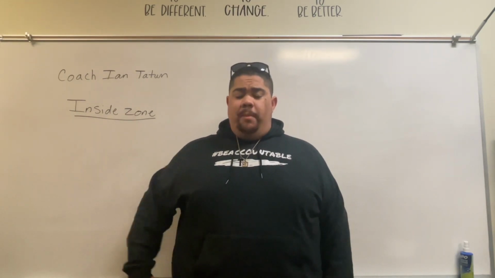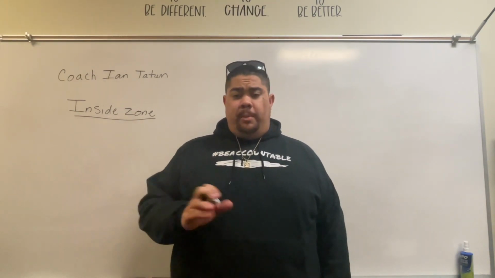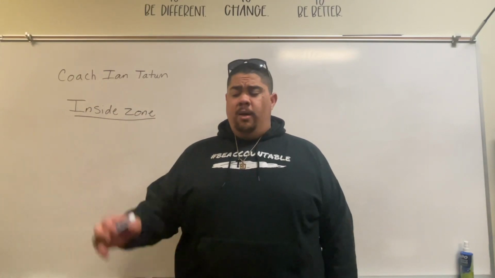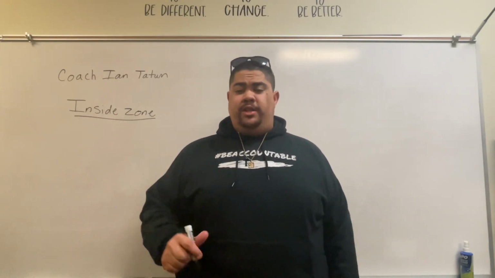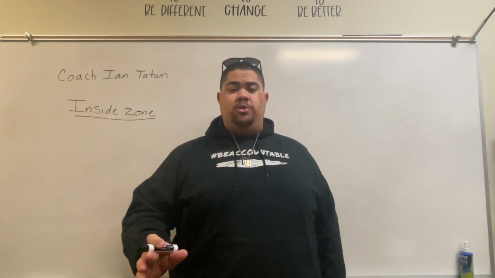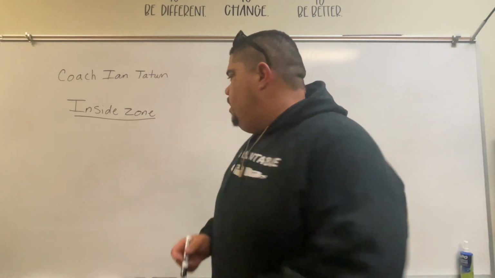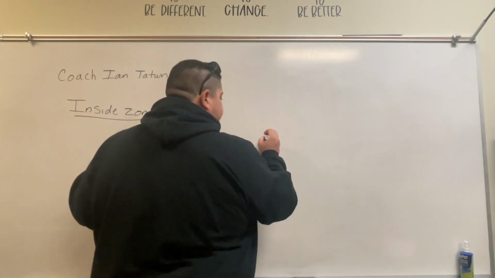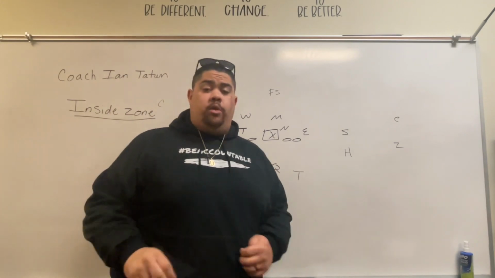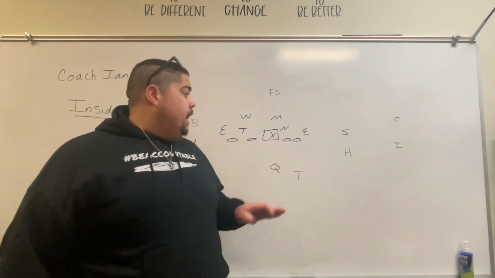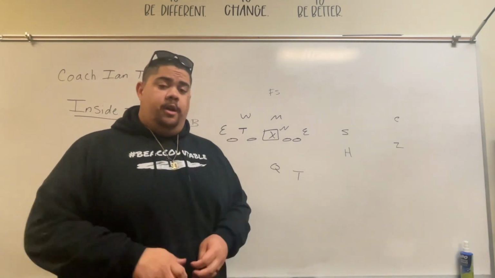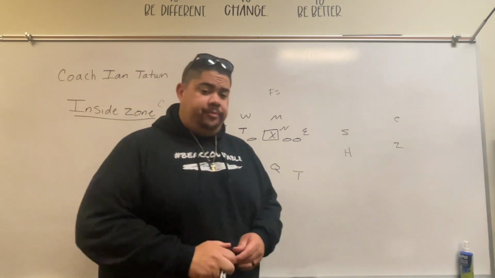So let's draw up a little bit about inside zone, and then we'll talk about some things off of it. Right now we're going to talk about just 10 personnel, base, 2x2 formation inside zone, okay? So let's go on the board, let's draw it up. All right, so right now we're going to go 4-2 box, we're in 10 personnel dubs, and we're going to run inside zone, okay?